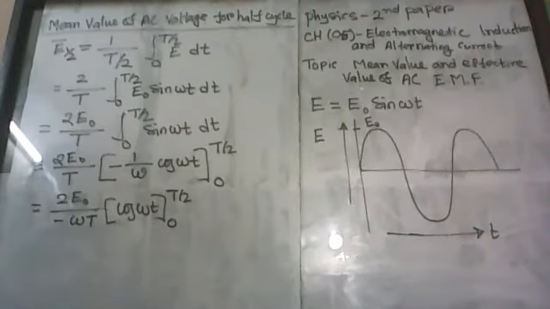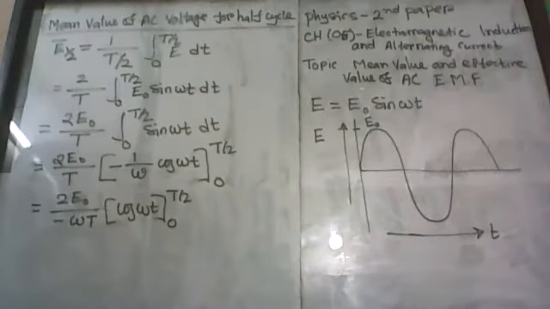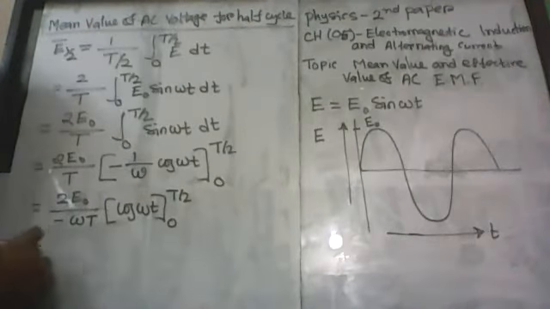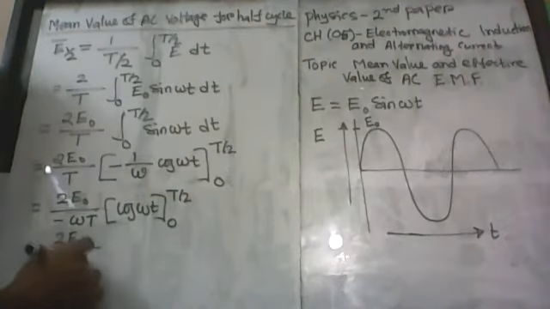Since here the limiting function will equal 0 to T by 2. What does it mean? It indicates that in place of t, at first you put down the value of the upper limit, and then you put down the value of the lower limit. I repeat, at first the upper limit, and then the lower limit. So the upper limit, boys and girls, will equal 2 E naught divided by minus omega T.